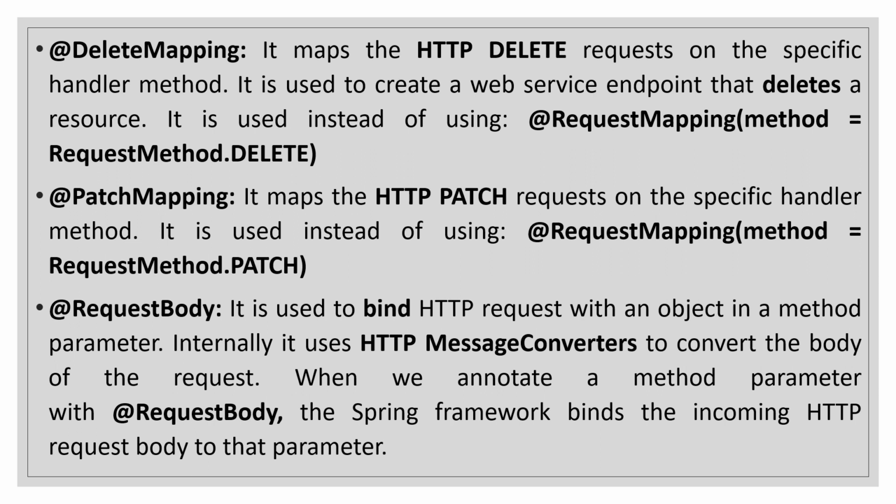Another one is @RequestBody. It is used to bind the HTTP request with the object method parameter. Internally, it uses the HTTP message converter to convert the body of the request. When we annotate the method parameter with @RequestBody, the Spring framework binds the incoming HTTP request body to the parameter.